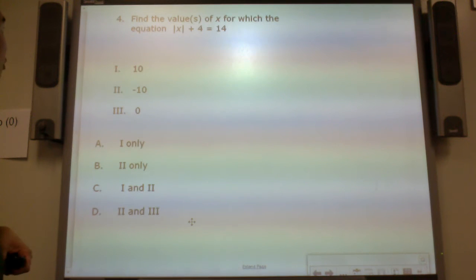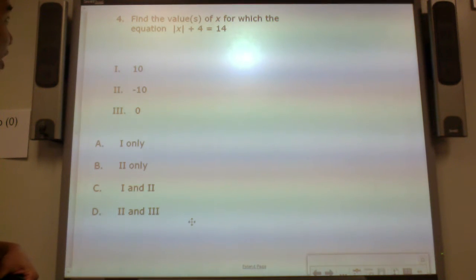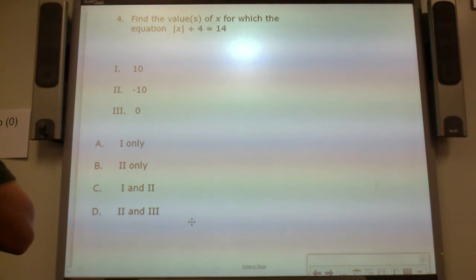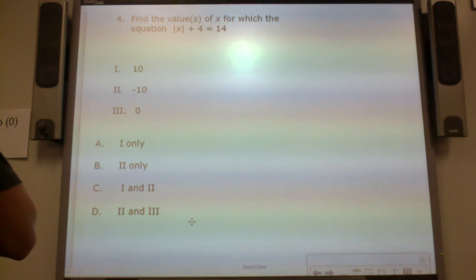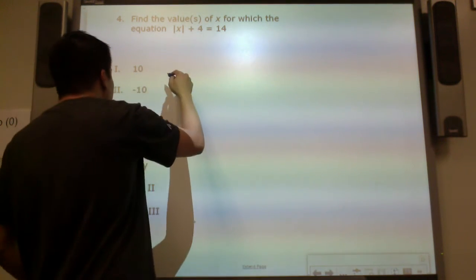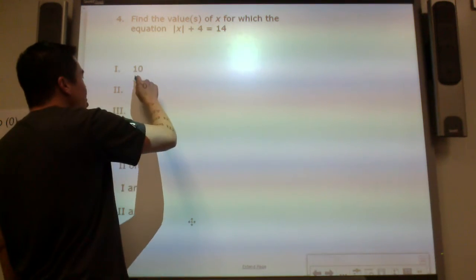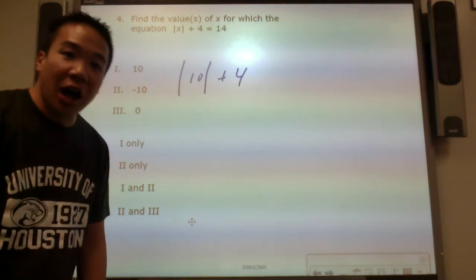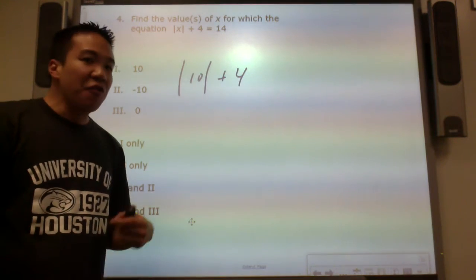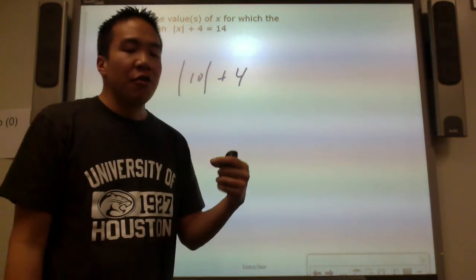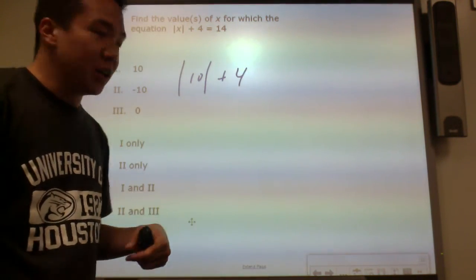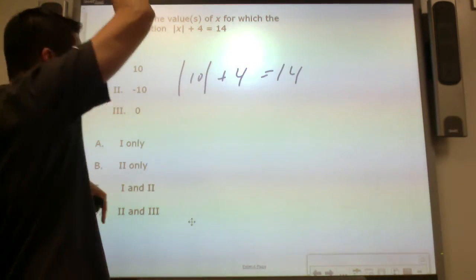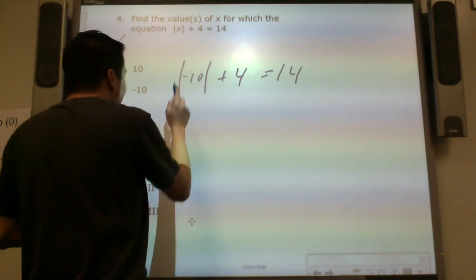Number 4. Find the value or values of x for which the equation absolute value of x plus 4 equals 14. So let's think, 10. If I replace the x with 10, what's the absolute value of 10? How far is 10 from 0 on a number line? 10 units plus 4 is 14. This works. Check.